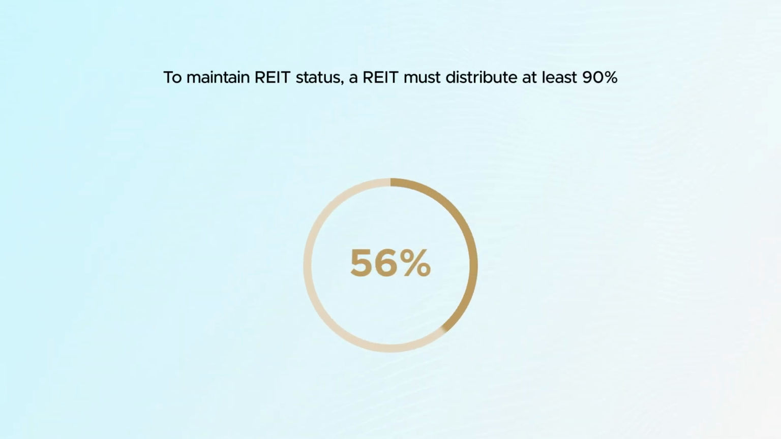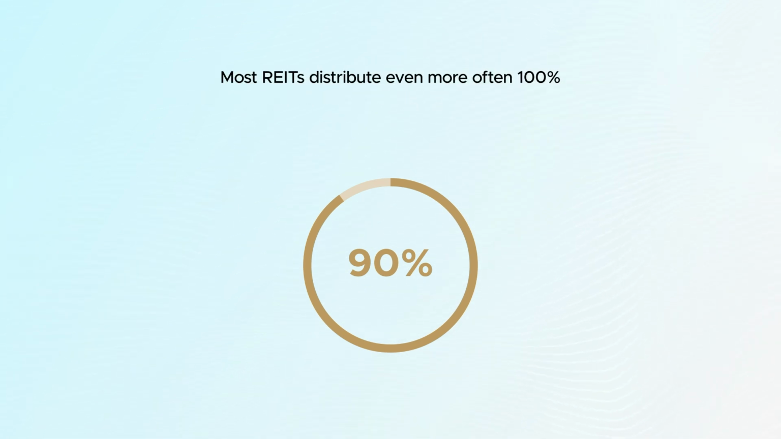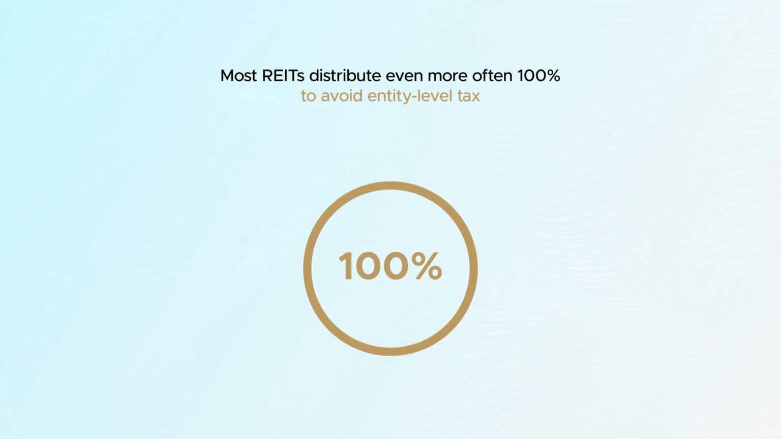Here, we're explaining distribution requirements. To maintain REIT status, a REIT must distribute at least 90% of its taxable income in a tax year. Most REITs distribute even more, often 100%, to avoid entity-level tax.